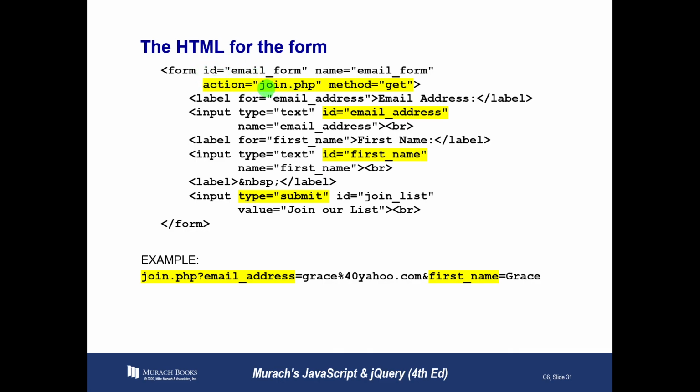Now, we aren't going to be writing the PHP in this course, but you might do that in another course. We're doing the client side of a web application, and this would be something that happens on the server side of a web application. The last thing that needs to be included here is a method. How are we going to submit this request to join.php? And there's usually two options here. Normally it's either get or post.